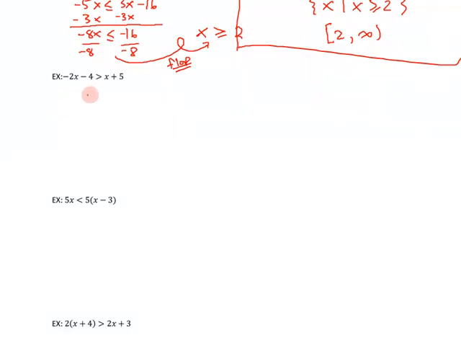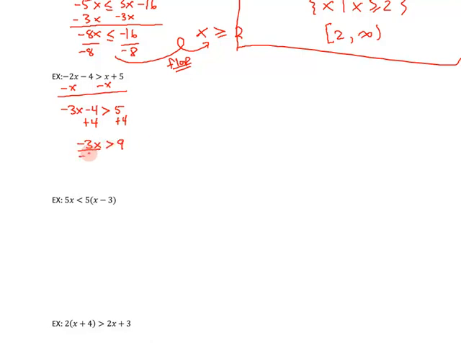Alright, same thing in this example. Start by simplifying both sides. There's nothing to simplify here, so we are going to get the x by itself. I'm going to subtract x from both sides and end up with minus 3x minus 4 is greater than 5. I'm going to add 4 to both sides to get minus 3x is greater than 9.